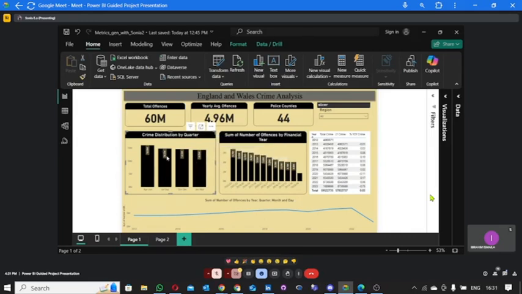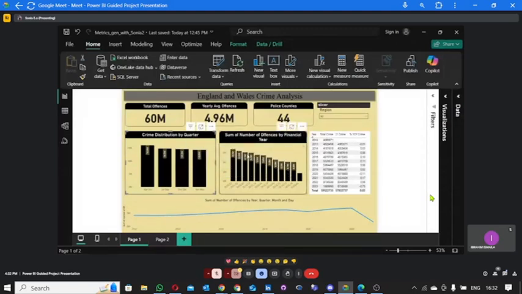So if you notice, this is quite high, with about 14.7 million, then followed by this, and then the third quarter, then the fourth quarter. And then I also have this chart here that shows the sum of number of offenses by financial year. For some reason this is not well arranged, but I would like to still say something from it.